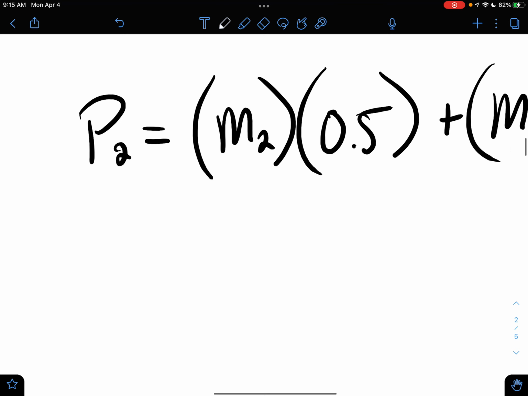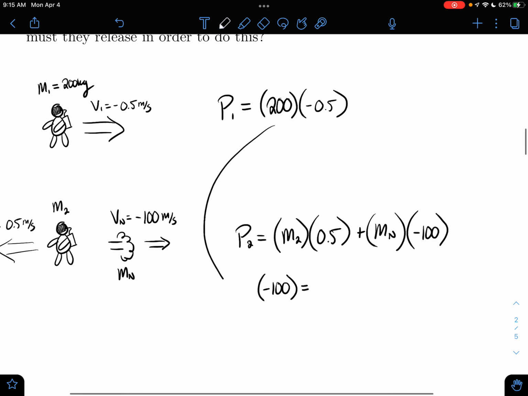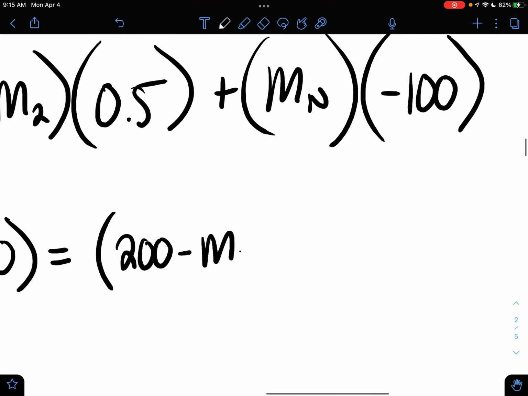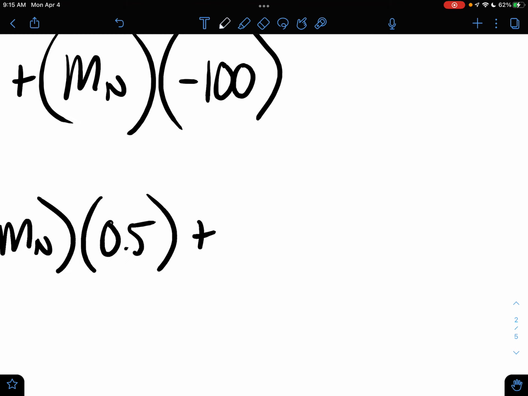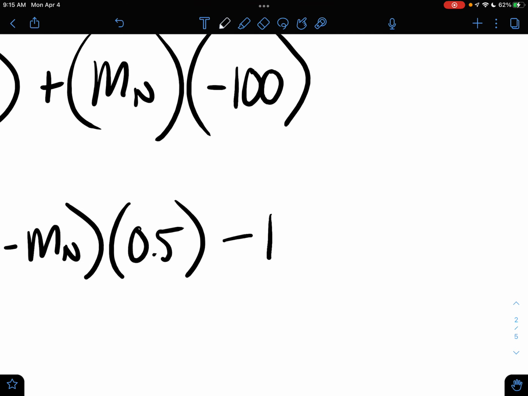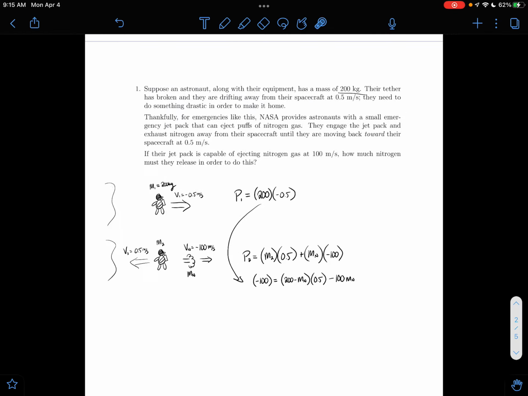Setting them equal, 200 times negative 0.5 is negative 100, that's just coming from up here, I'm simplifying it, equals, we said it was 200 minus Mn, our new mass of the astronaut, times our 0.5, plus, actually I'm going to take this minus and move it to the front, minus 100 Mn. So now we have one equation and one thing that we're solving for, and lo and behold, that's what the question's asking for.